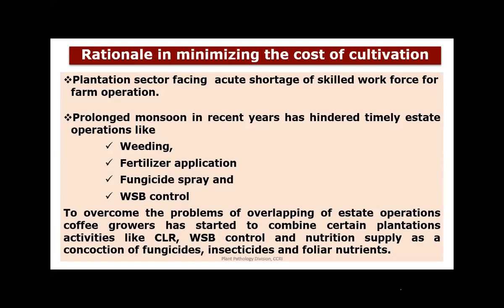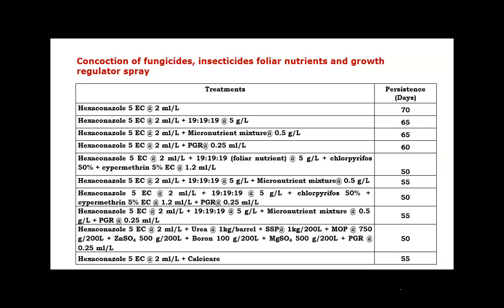So to see the effect of all these as a concoction, or the combination of all these things, we have studied for 2 years consecutively, and we found that when you mix all these with hexaconazole, the systemic fungicide, if you mix foliar nutrients or micronutrients or the pesticide, of course it is compatible, but the persistence of the fungicide, you are targeting the coffee leaf rust pathogen, comes down as you mix, one by one.